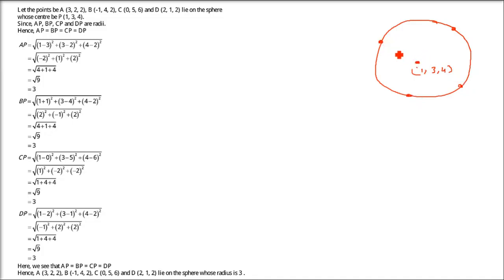So how to do this? If this is a sphere, you have to imagine it in 3D. So the distance from the center to all these points will be equal, and that is equal to the radius.